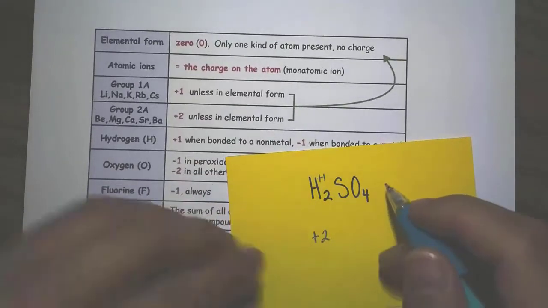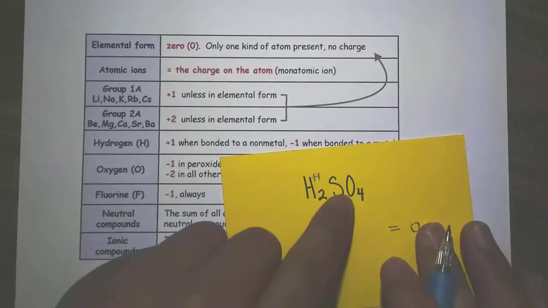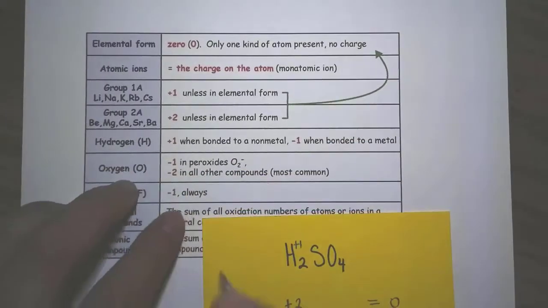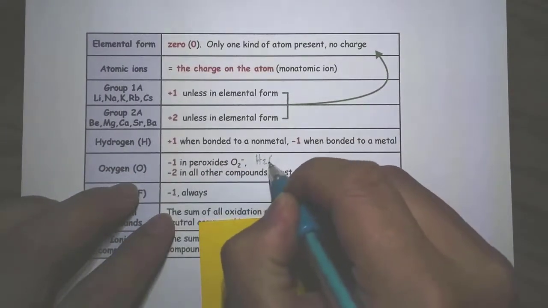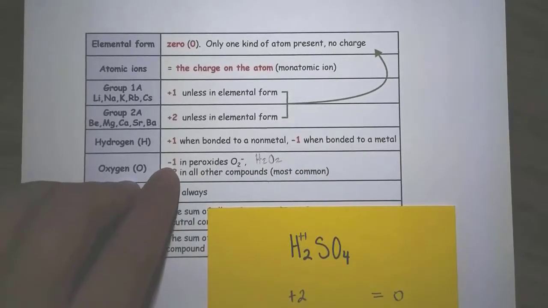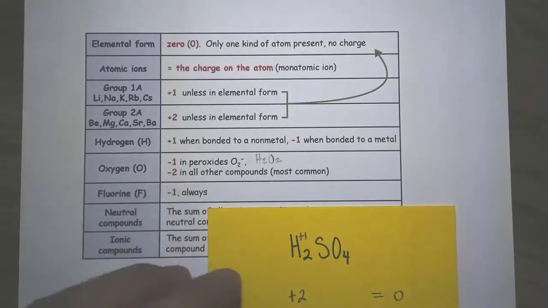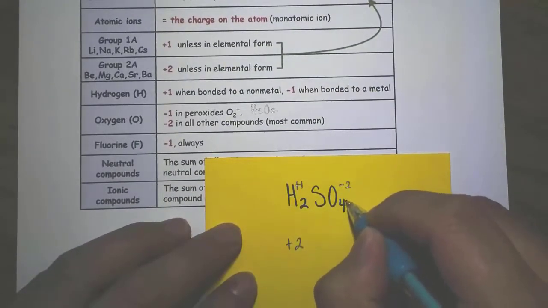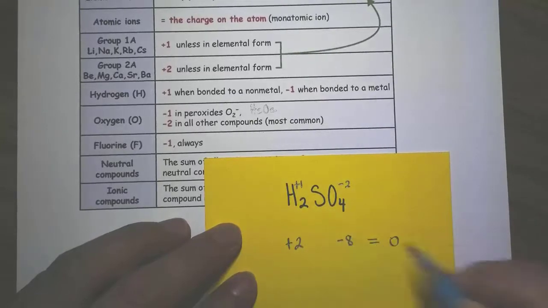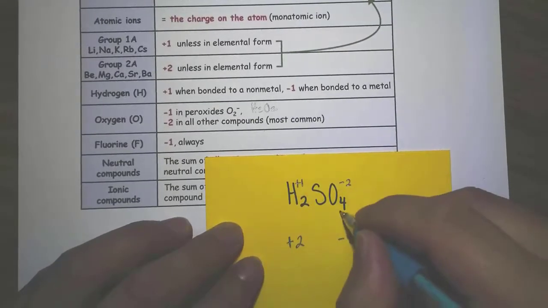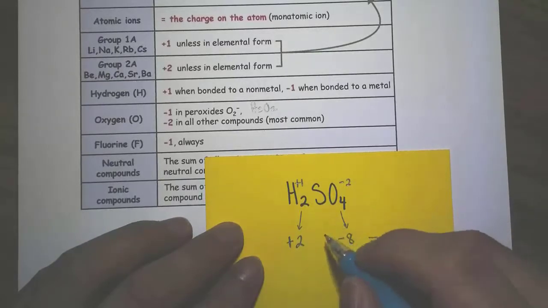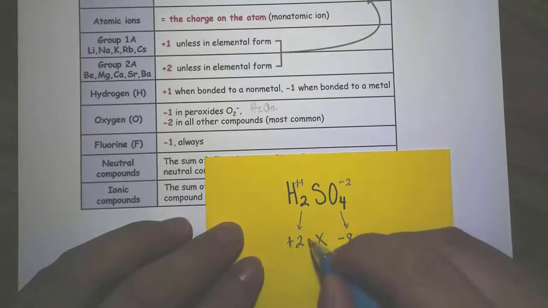For sulfur, we don't have any rules for sulfur, but we have oxygen, so we have the rule for oxygen. Notice how oxygen only in peroxide has -1. That's like H2O2. That's the time when we see oxygen is -1, but the rest is -2. So oxygen has a -2, but we have 4 of it, so that means we have a -8 total. So this is the total for oxygen, this is the total for hydrogen, and sulfur, we don't know what it is, but we know it's going to be X. So in this case, we're going to add X to it.